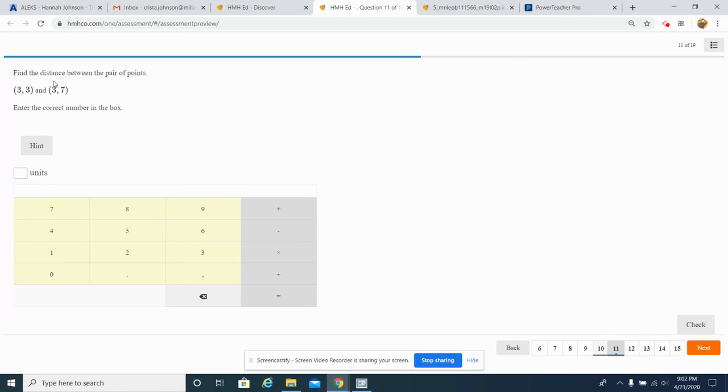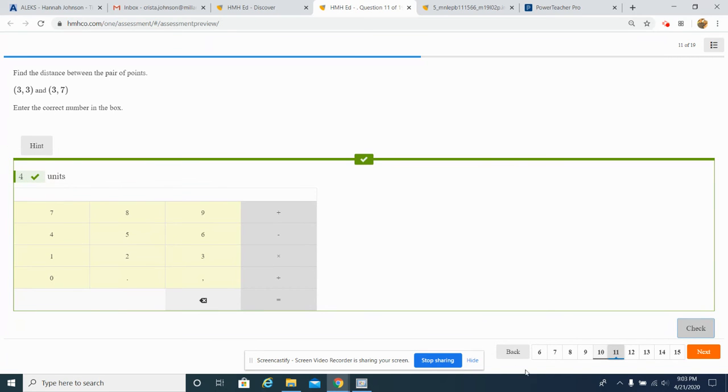Okay, so if we look at this one, at this point, I don't even have to plot it out, right? Because in the x, my x's are the same, 3 and 3. So I know I don't move any distance between them because they're on the same x-axis. It's the 3 and the 7 that are on different axes. So all I have to do is say, what is 7 minus 3? Well, 7 minus 3 is 4. So I know the distance is 4 units. Ta-da!